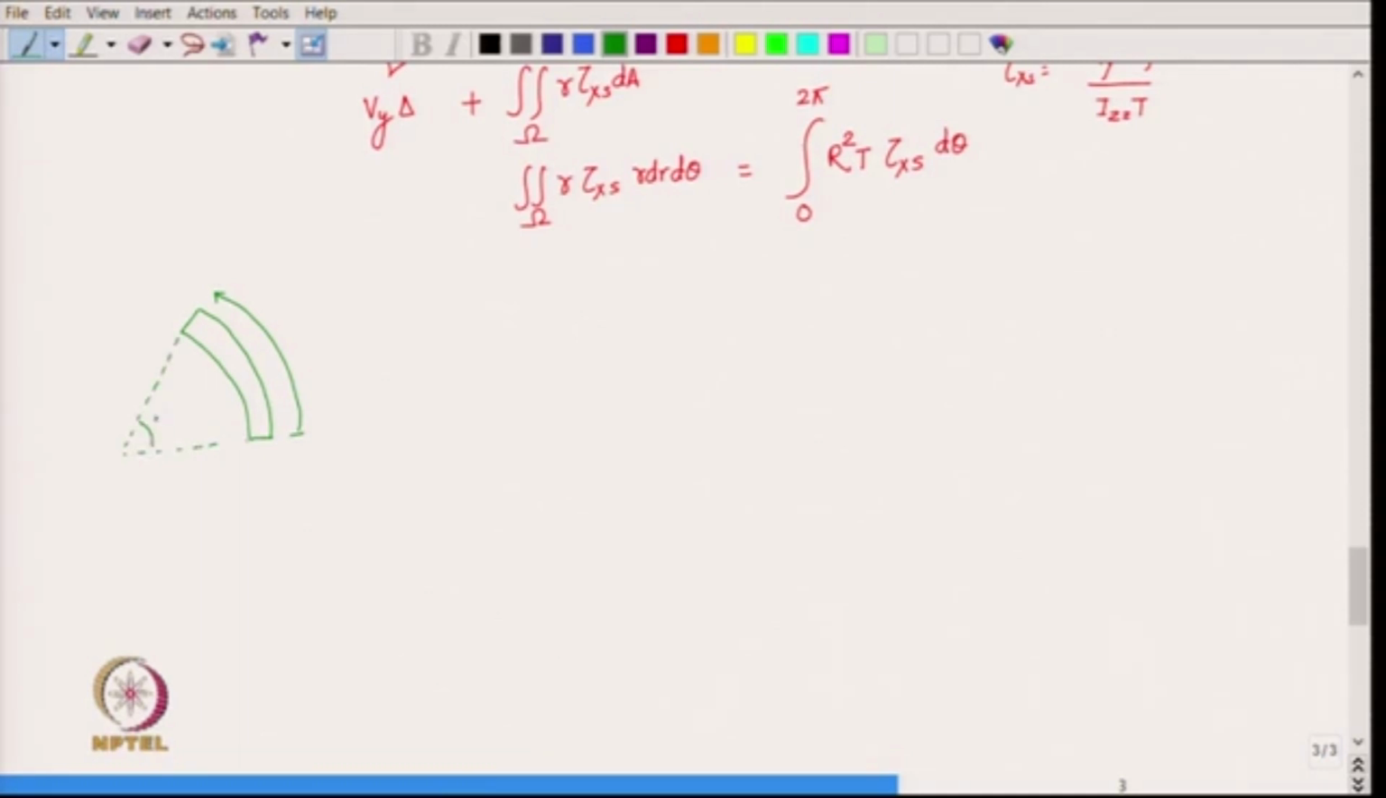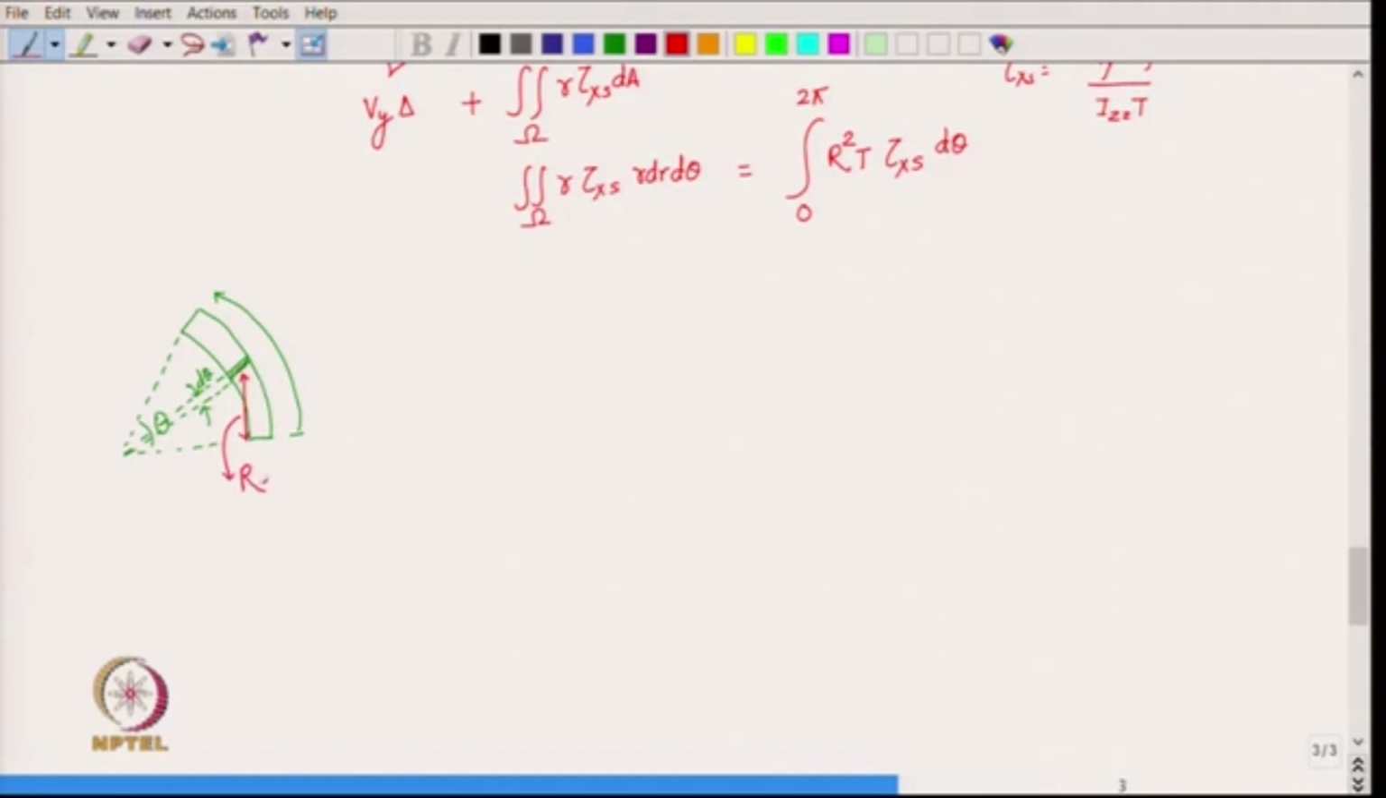And let us say this is theta. So, we can think of a thin strip here, which makes an angle d theta. So, this is d theta, and for this thin strip, what is the y coordinate?